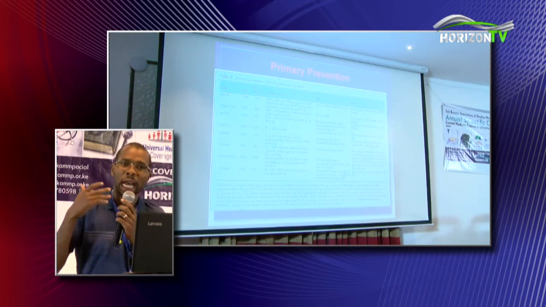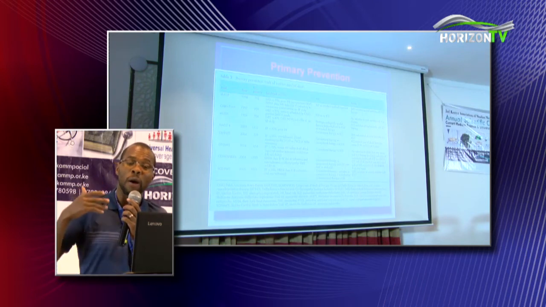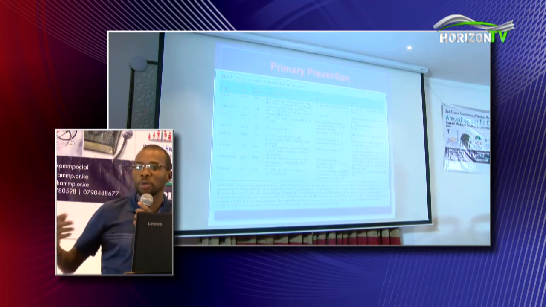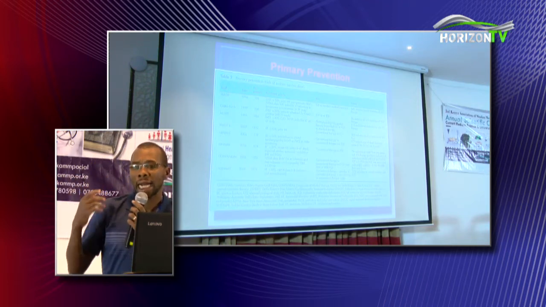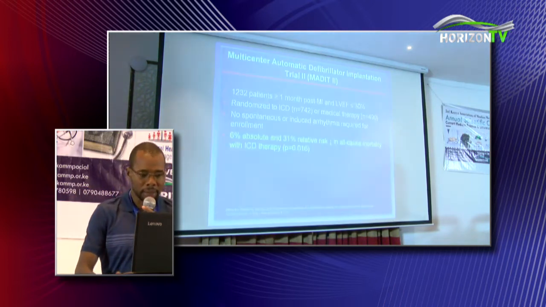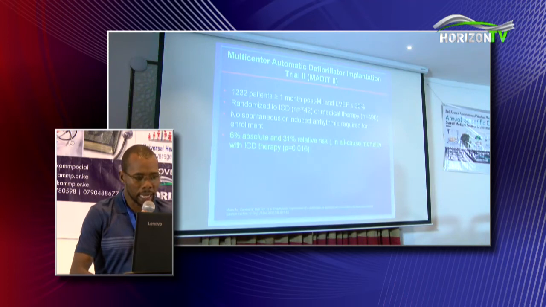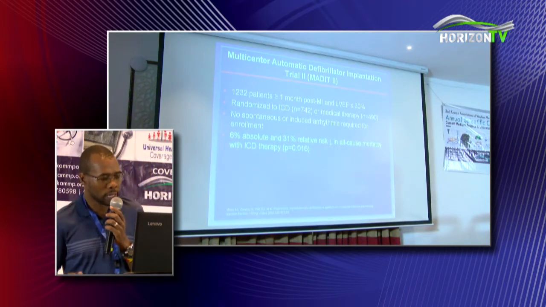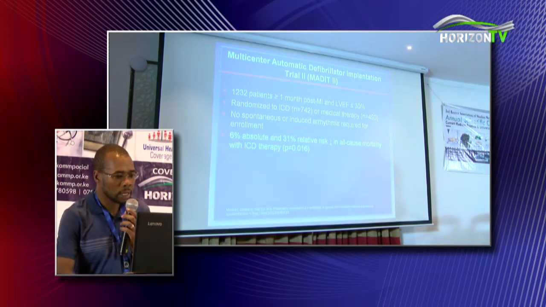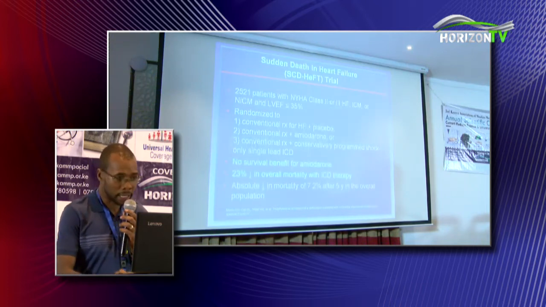If these patients are at a high risk for this particular event, they are the ones who are most likely to benefit. That's why, if you look at this chart here, it applies a lot to people who have heart failure and cardiomyopathy, and particularly so if the cause is ischemic cardiomyopathy. This is just one of the trials that I picked up, the Multicenter Automatic Defibrillator Implantation Trial: 1,232 patients, more than 1 month post myocardial infarction. There was a reduction in mortality by 31% with ICD therapy, and that finding was indeed significant.